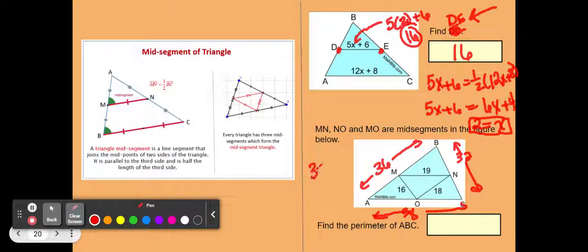And if I add those three together, 36, 32, 38, I want to say 106. Yay! 106. All right, and again, feel free to pause the recording if you need to.